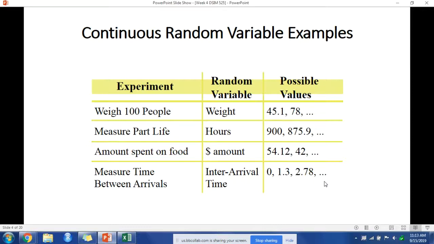Here are a few examples. If we had 100 people show up, then the random variable of their weight would be continuous because weight can be measured in any interval, as we could break it down into pounds and then down into ounces and then into grams, etc. So the fact that you could use a decimal and you can get continuously smaller in how you measure.